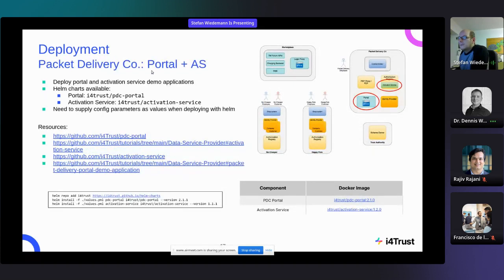Then we have the packet delivery portal and the authorization activation service. Those are really only demo applications, so we don't recommend using them in a production environment. They are only here for our demonstration purposes. But if you want to get started and play around a little, you can find all the resources to install them here.